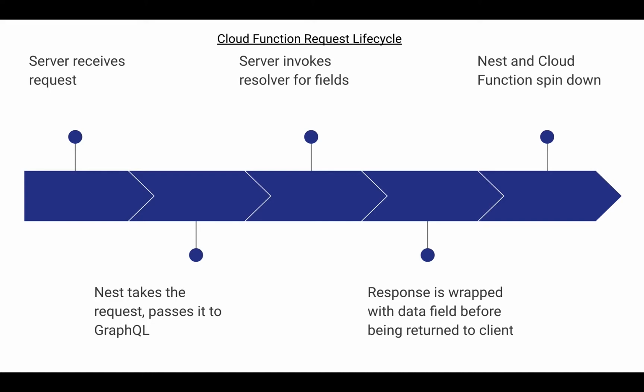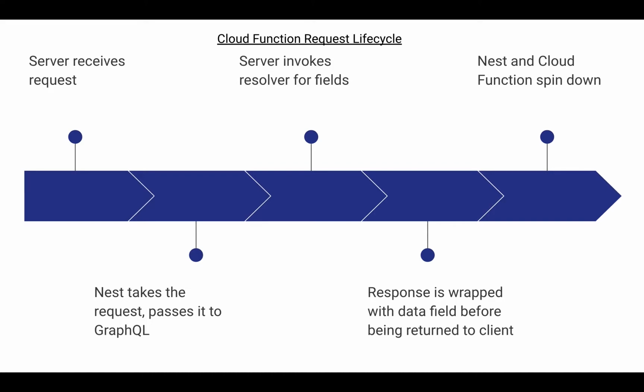So here's kind of like an example of how the backend request looks. So once the server receives the request from the front end and sent out by the Apollo client, Nest will take that request, pass it to GraphQL to say resolve this for me, where the server then takes that GraphQL resolver and looks up that query, resolves as necessary, and then it wraps that returning data before it gets returned to the client. It wraps it in this data field. That's just how GraphQL works.